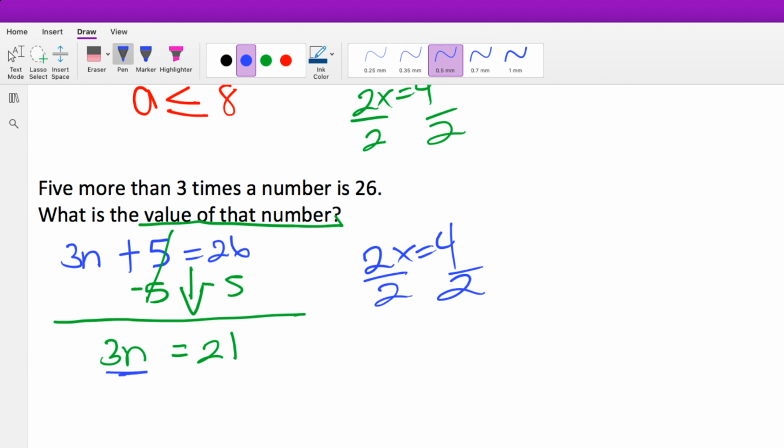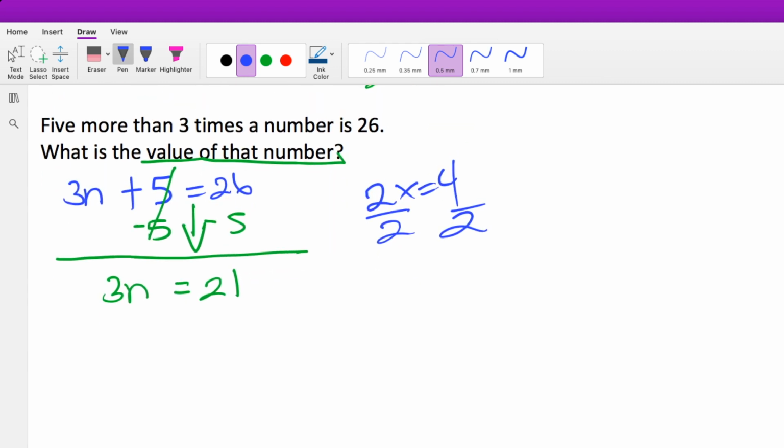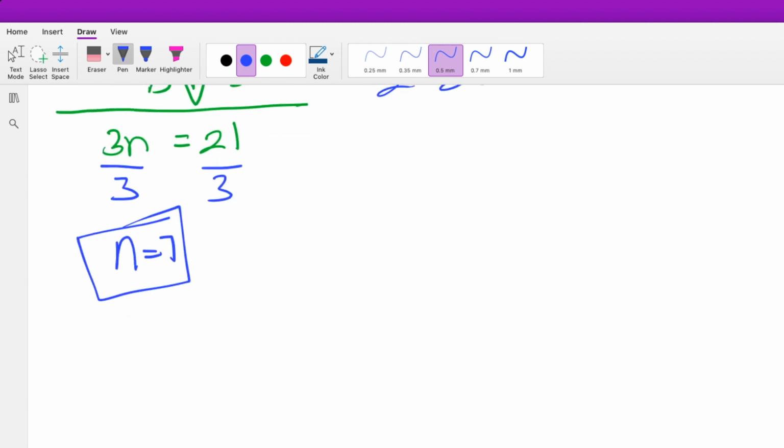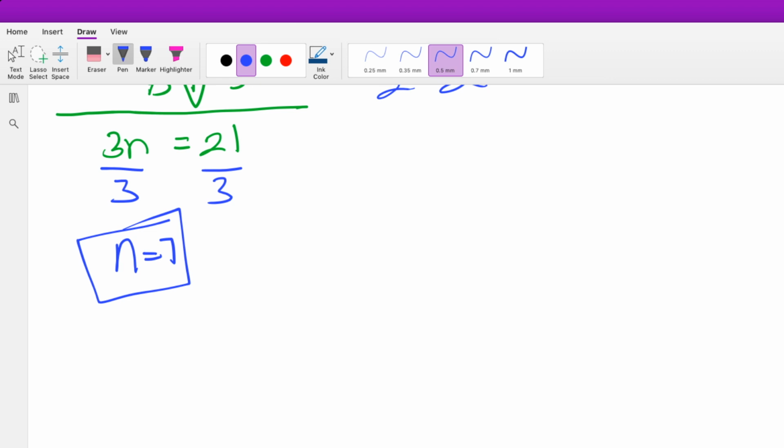So here we need to get that n by itself. How do we do that? Divide by 3. Divide by 3, divide by 3. What is n? n equals 7. That's really all it is. And I can't really imagine any problems that would get more difficult. They're not difficult. You just have to think about it for a second. If it helps you out, just think of that soccer example that I gave you a couple minutes ago, and I hope that helps out.